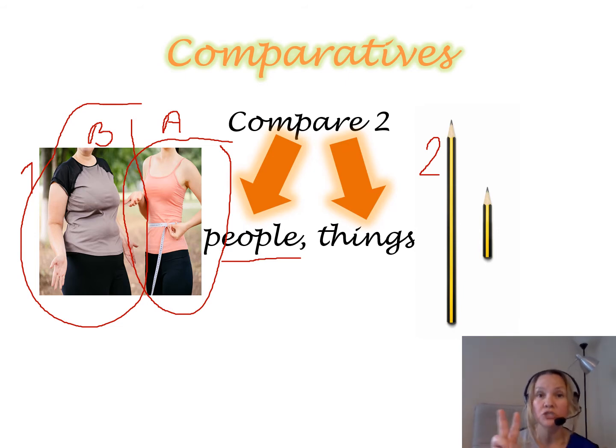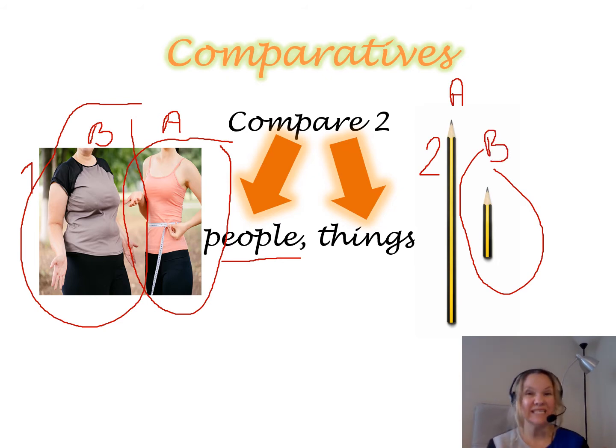So this is an example of people. If you have a look at number 2, I have two objects. Pencils: one of them is long and the other one is short. If I want to say, for example, again, A and B, I can say A is longer than B. So again, I'm comparing the A pencil to the B pencil, two objects. I will explain the rules in a minute.